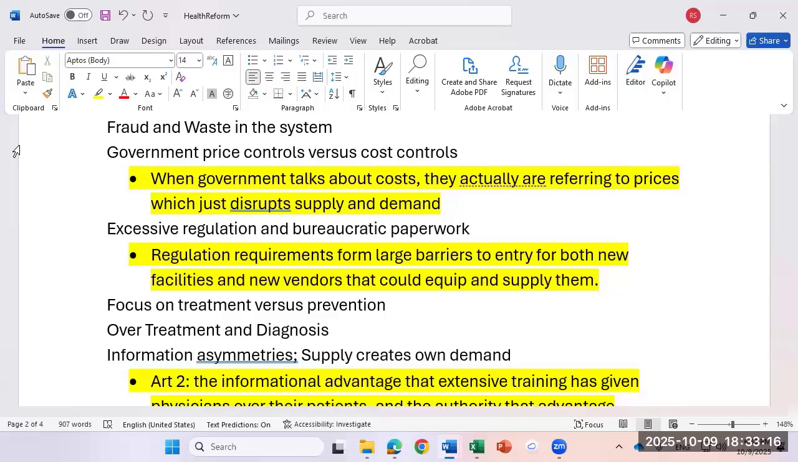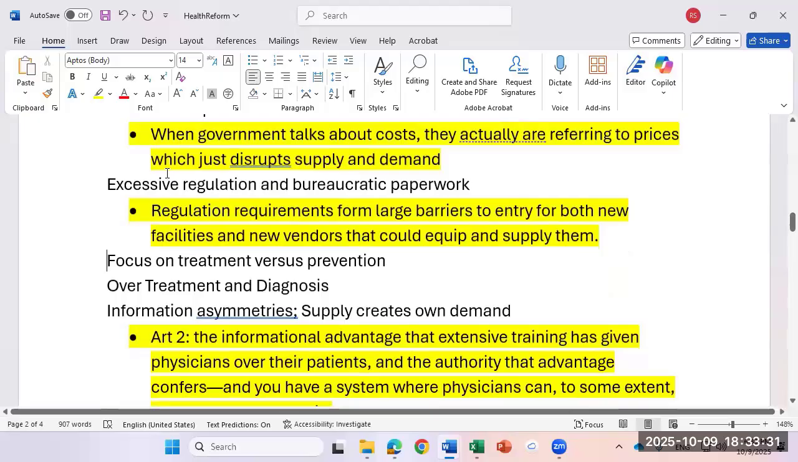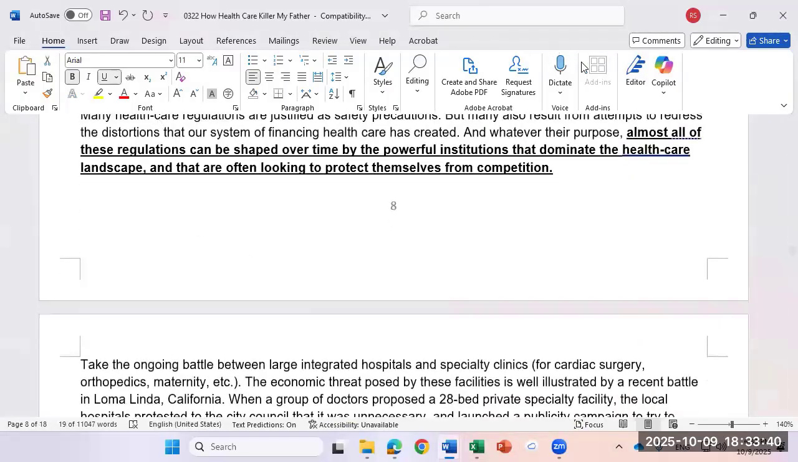So there are some people who have done really well with reducing costs, becoming more competitive outside of healthcare, that are getting into the healthcare business. And it'd be interesting to see how well they do, or if they get into the system, they just throw up their hands and say, this is hopeless, and get out of it very quickly. But regulation is a big part of it. Almost all of these regulations can be shaped over time by powerful institutions that dominate the healthcare landscape. They're often looking to protect themselves from competition.